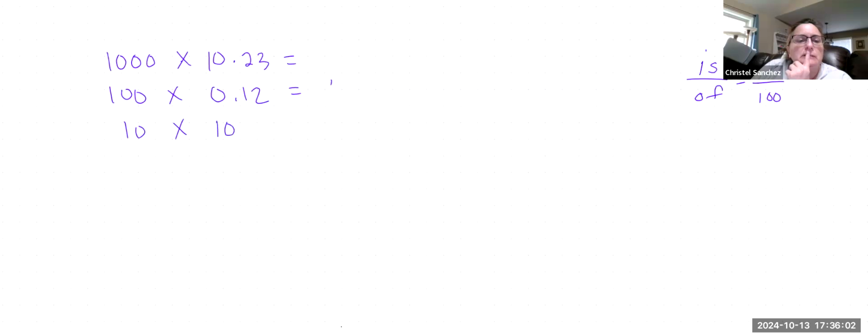So we have 1,000 times 0.023, 100 times 0.12, 10 times 1.101.